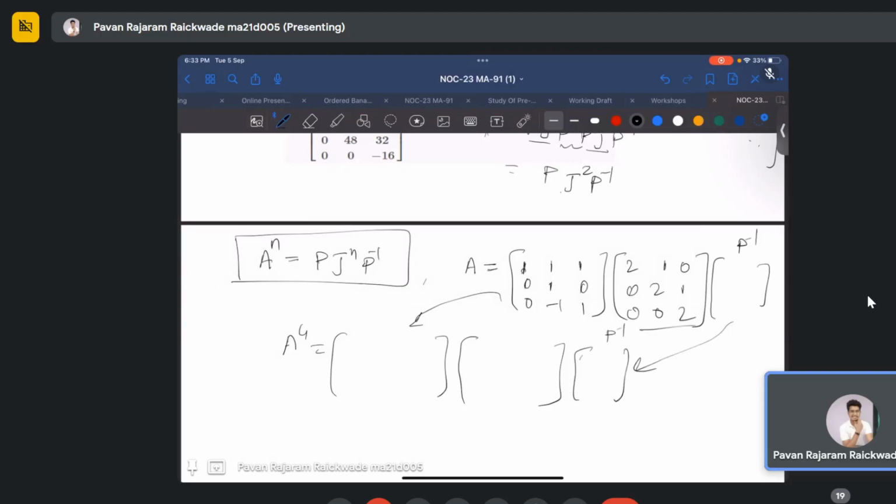The only ease that you get after doing this Jordan canonical form is in finding J raised to 4. There is some formula to find the exponents of Jordan blocks, something related to its entries. You can either do J raised to 4 directly, or you can use the formula and find J raised to 4. Okay, I can leave this as an exercise. You can compute this product.